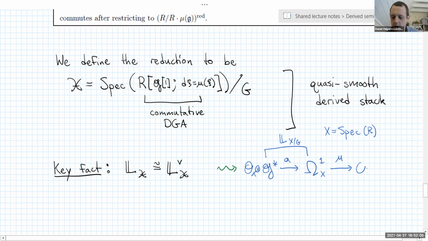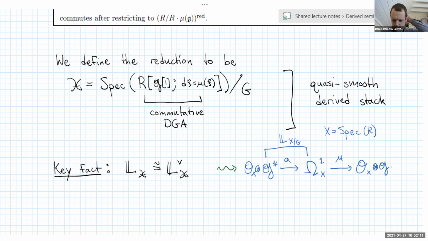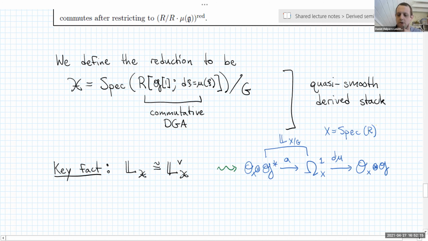And then here you go to O_X tensor g, like that. Now, why is that? Anyway, d mu. Sorry, why am I, oh my gosh, because everything's backwards here. So this is d mu.